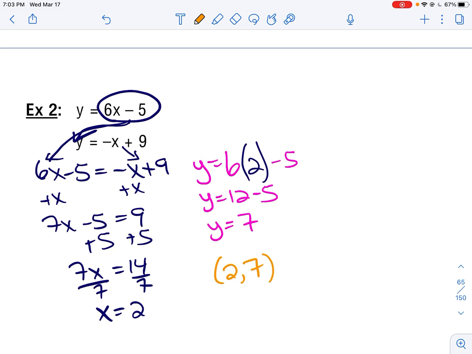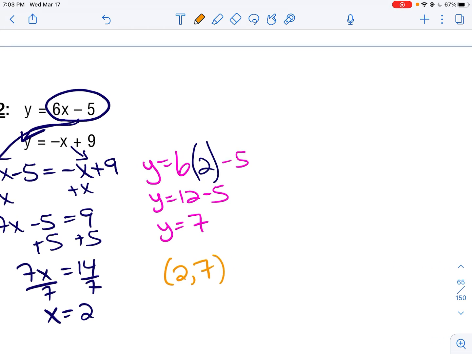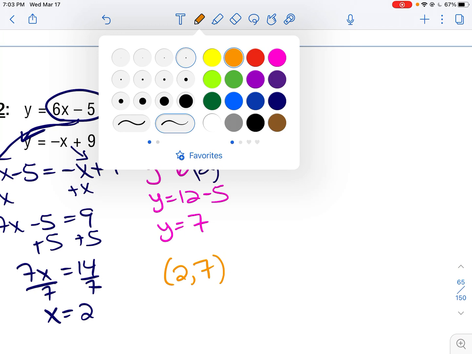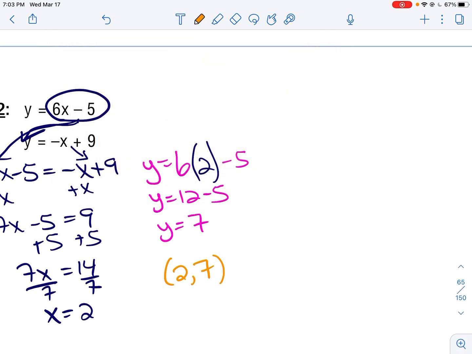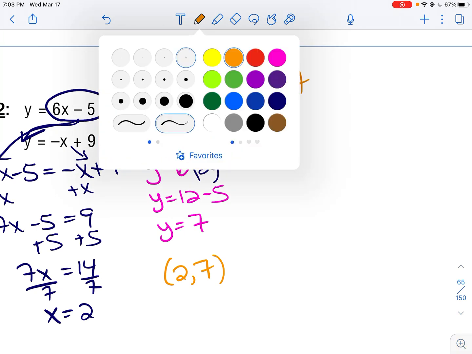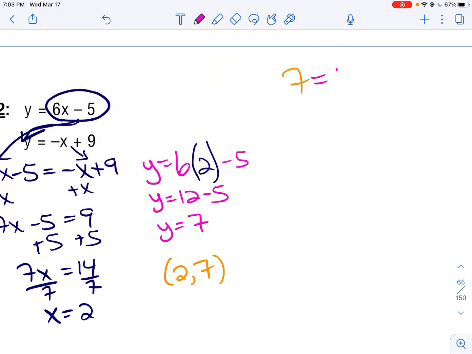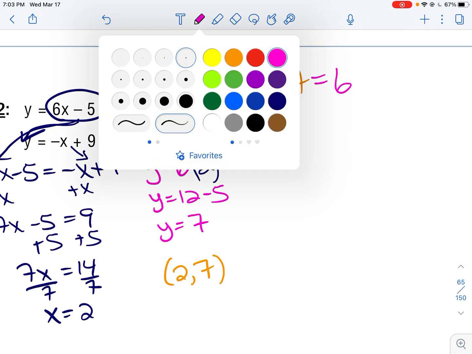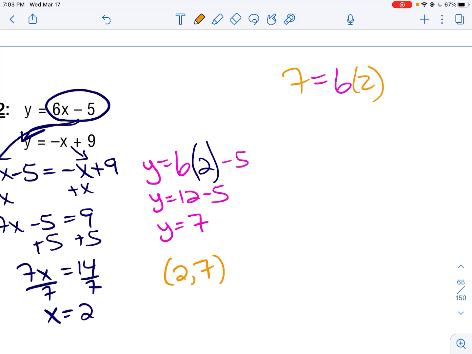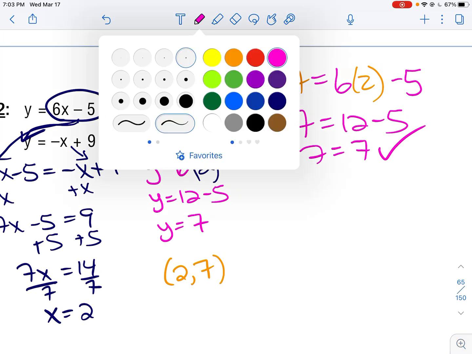Now let's make sure that it actually works. We plug it back in. Okay, so actually I'm going to leave it as 7 equals 6 times 2 minus 5. 7 equals 12 minus 5. 7 equals 7. Voila. Now for the second one.